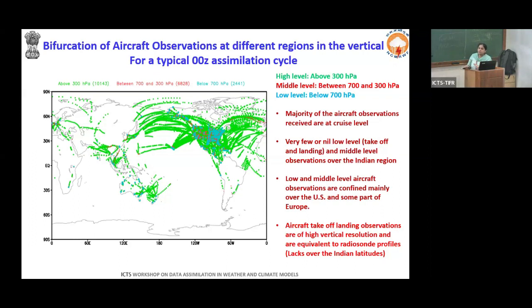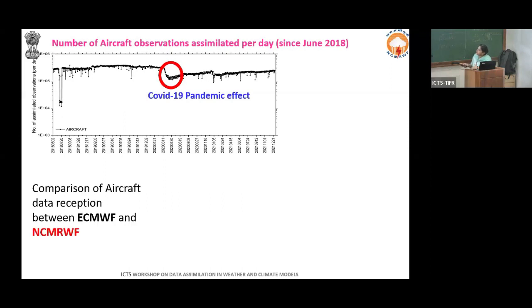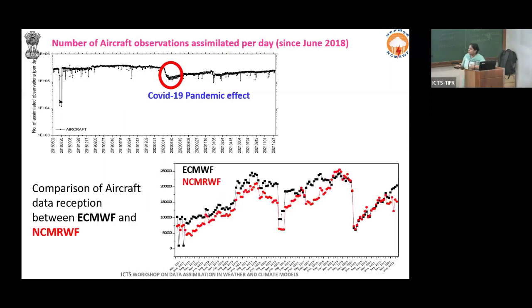Then we did some OSE. OSE means observing system experiment. So we have the data; what is the impact of that data in the assimilation system? This is again during COVID time. If you see, there is a decrease in the data, and slightly, if you can see, it is moving back to the pre-COVID period. So we did the comparison with ECMWF, how much data they are receiving. Here also you can see the COVID-19 impact: at that time the data reception at almost all the operational centers was very less.